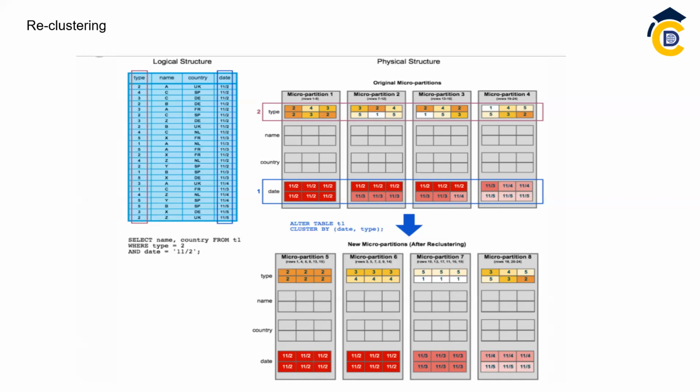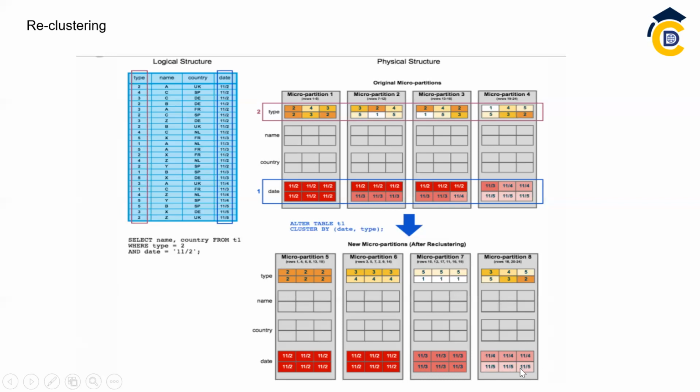Okay, so if I'm not reaching my 500 MB size, and my date has 11/2, 11/3, 11/4, 11/5 accommodated in the same partition, which is micro partition 6, still my query performance will be fast, even if I'm going with the clustering based on the date.